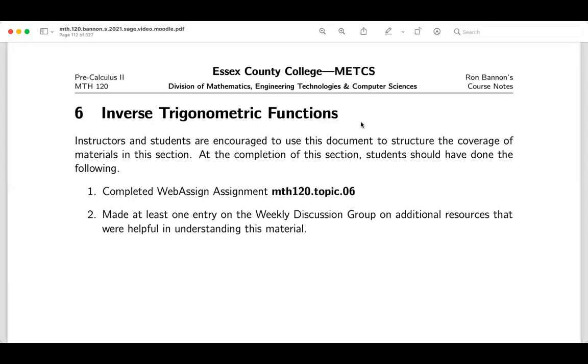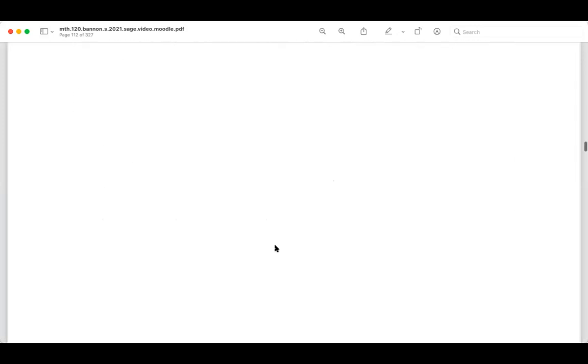Okay, we're in section 6. It's inverse trigonometric functions. We completed the material here, again, to remind you that you're supposed to review what was covered in class and then do the supplemental problem set and then do the WebAssign. And that would be Math 120, topic 6. Also try to enter something into the weekly discussion group.